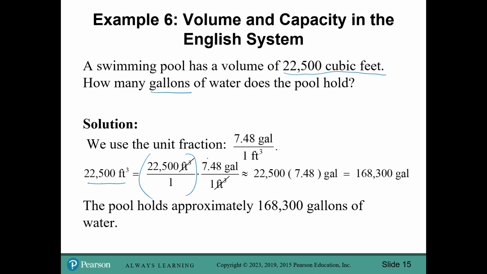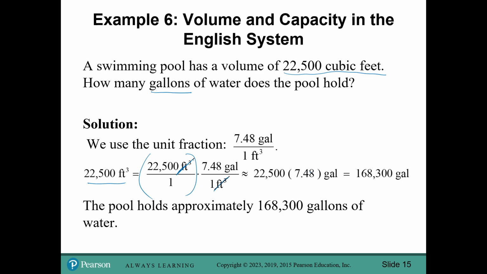They're just inputted in the lecture a little early. So I'm going to start out with 22,500 feet to the third over 1. I want to cancel that out, which is why I put my unit conversion as 7.48 gallons over 1 foot to the third instead of 1 foot to the third over 7.48 gallons, because I want my feet here to cancel, and that's going to allow that to do so. All right, so now all I'm really looking at here is 22,500 times 7.48.